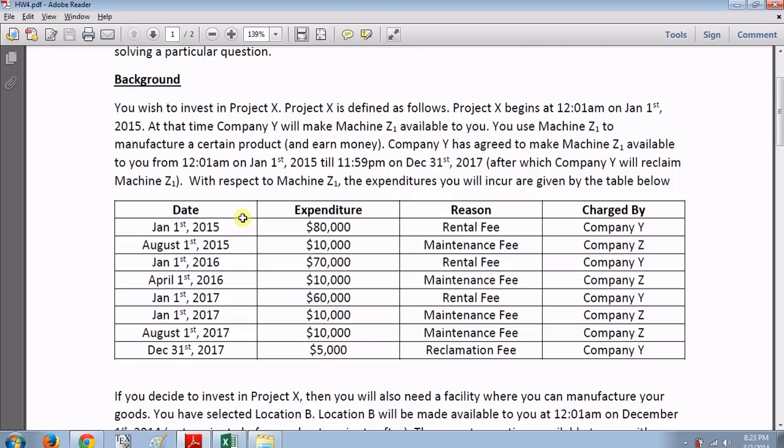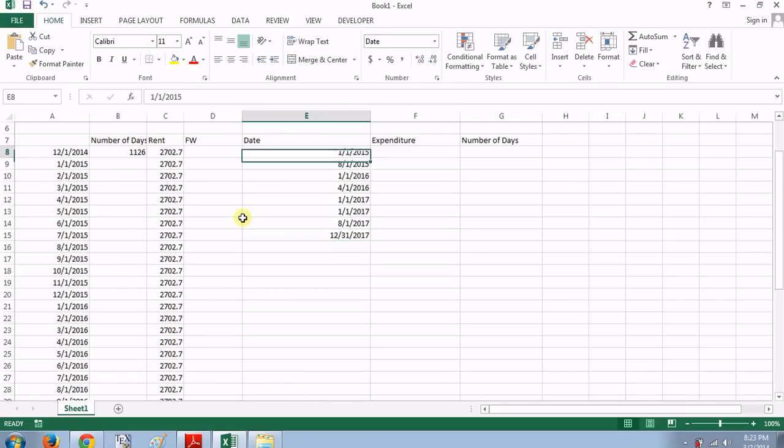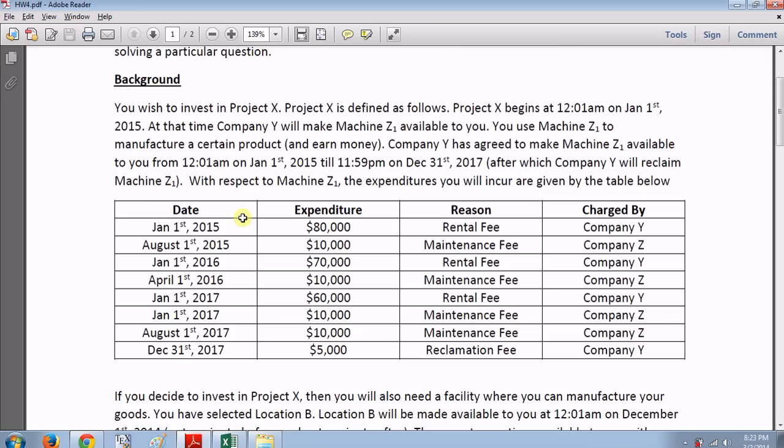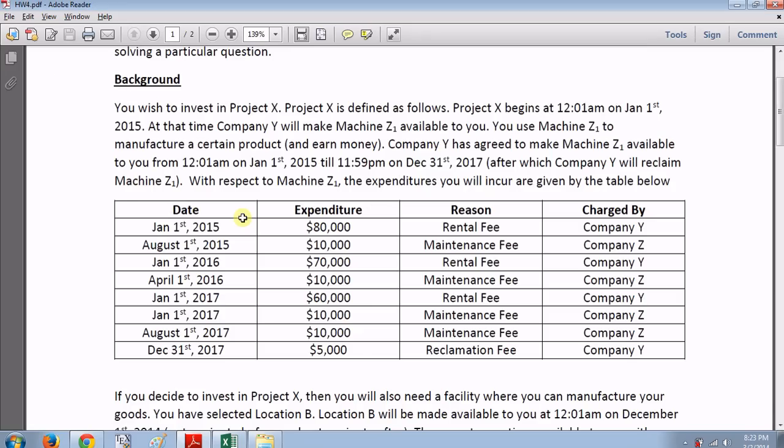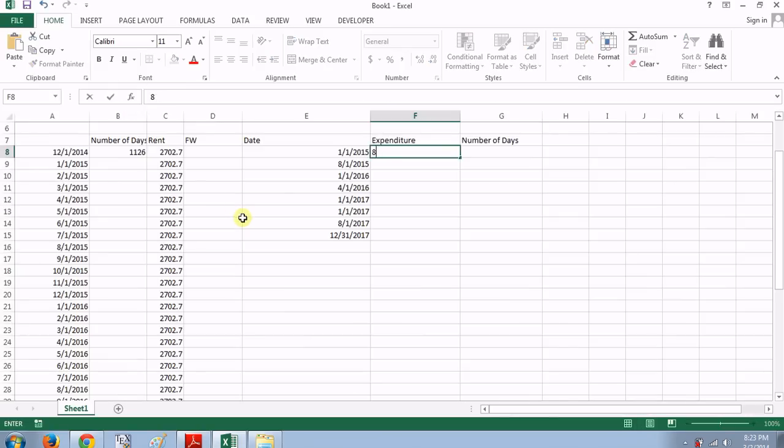Okay, I'm just going to confirm that once again. Jan 1st, 2015, that's correct. August 1st, 2015, that's correct. Jan 1st, 2016, that's okay. April 1st, 2016, that's okay. Jan 1st, 2017, August 1st, 2017, and finally December 31st, 2017. Okay, what are the expenditures? 80,000. Okay, I'm just going to highlight these cells and make them dollar signs because it's very nice to see it in dollars.